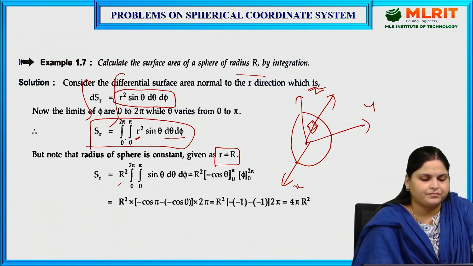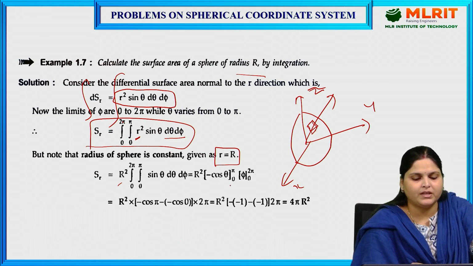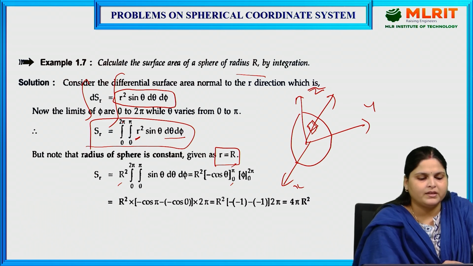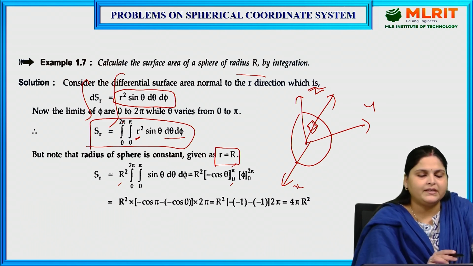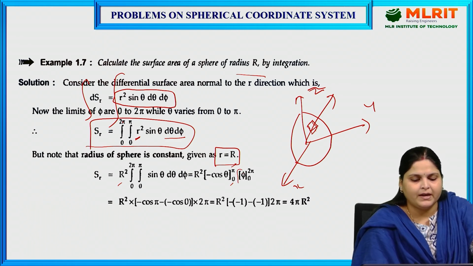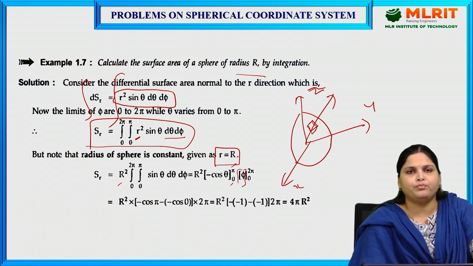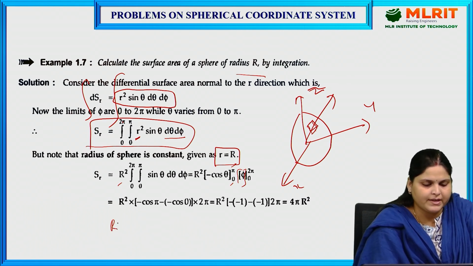Then we will integrate sine theta. So sine theta integration is minus cos theta. We will put the limit 0 to pi. There is no quantity related to phi, so we will integrate 1 with respect to d phi, and it will be phi, and the limit will be 0 to 2 pi. On solving this, we will get r square as it is.